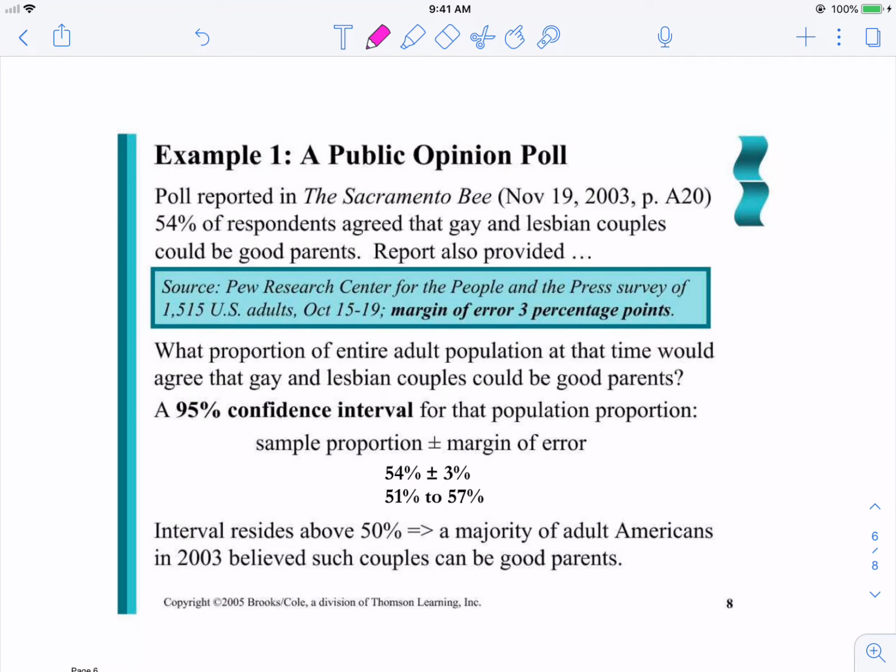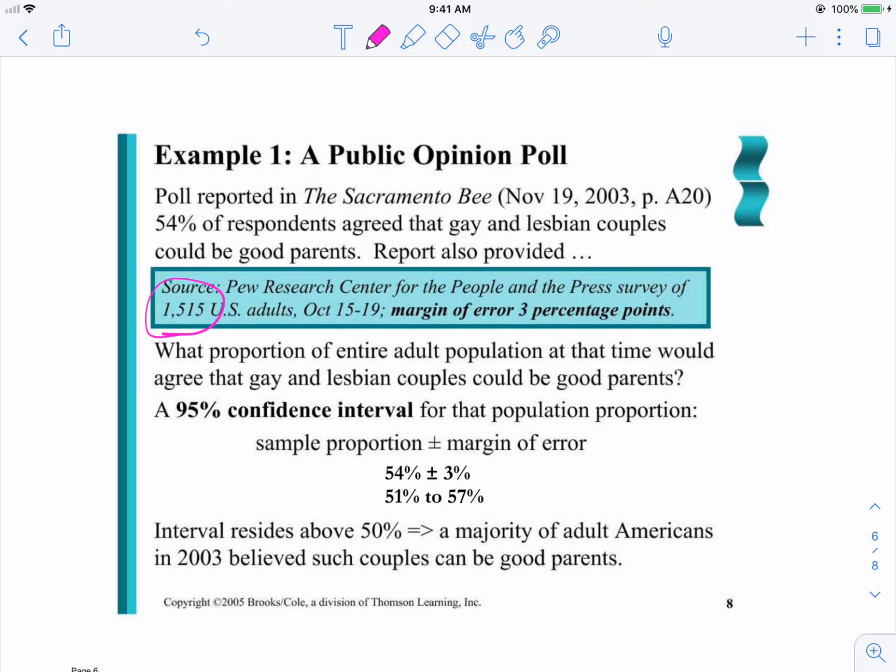So in the early 2000s, Sacramento, California, the newspaper there, the Sacramento Bee, reported on a poll done by the Pew Research Center that 54% of respondents agreed that gay and lesbian couples could be good parents. Now, the report also provided a little bit of information about that. The sample size was a little over 1,500 U.S. adults, and the margin of error was 3 percentage points.